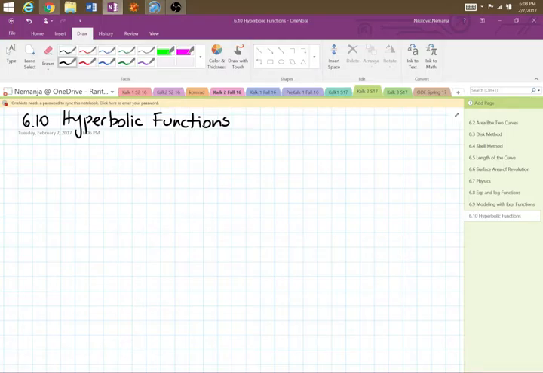Hello and welcome back to Calculus 2, section 6.10, hyperbolic functions. So let's see what hyperbolic functions are. This lecture is going to have a non-calculus part, which is learning about the functions and their algebraic properties and all of that stuff, like for any other function. And then a calculus part, which is how to find derivatives and integrals.